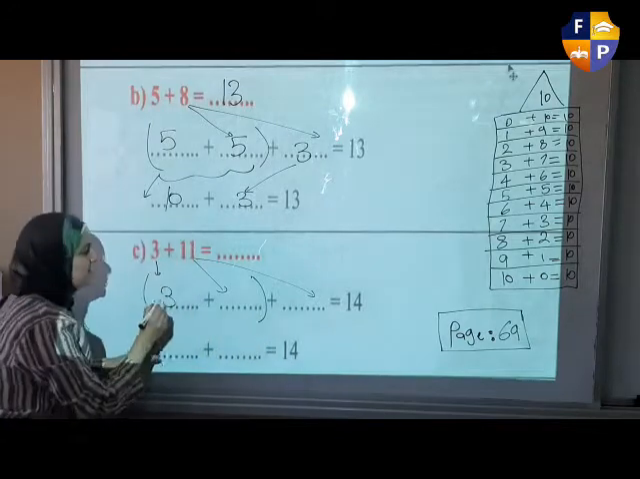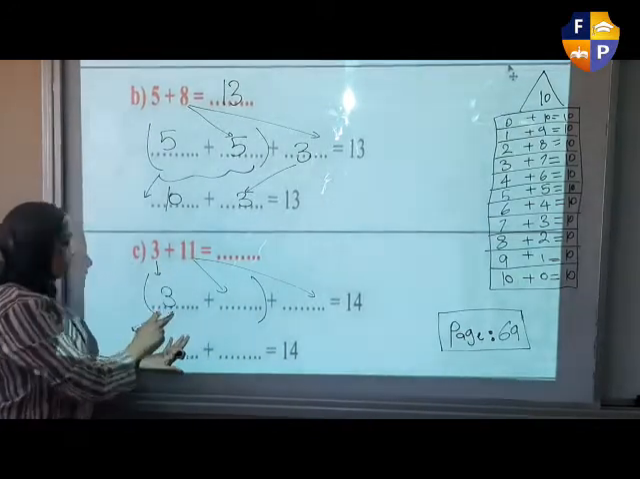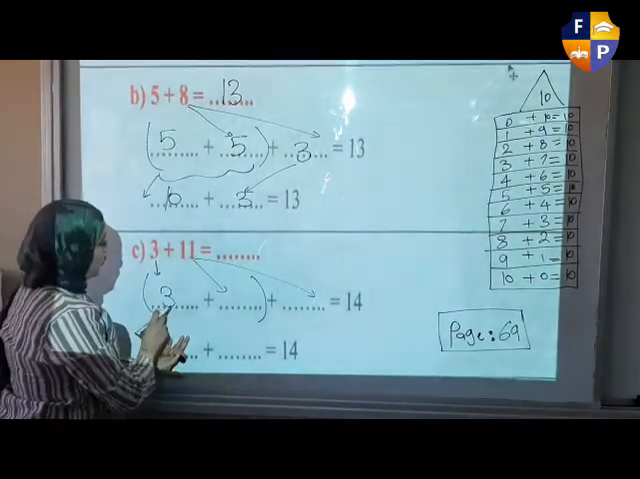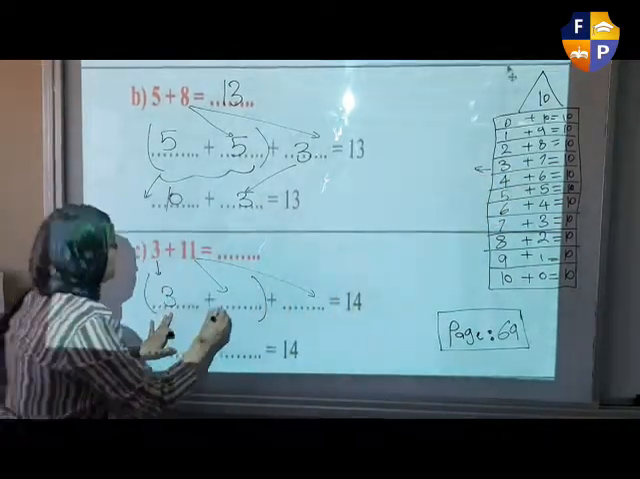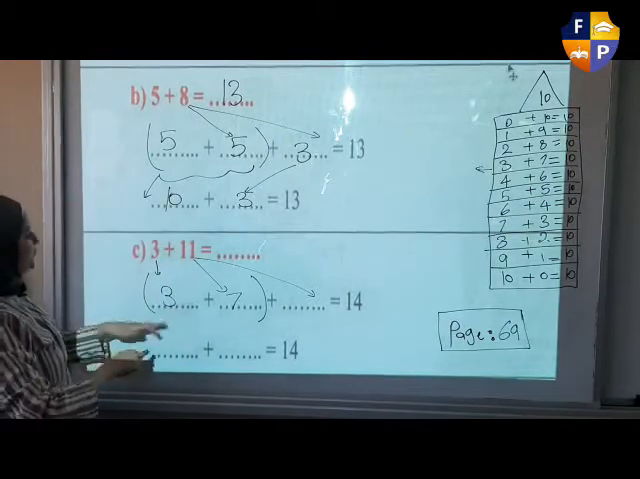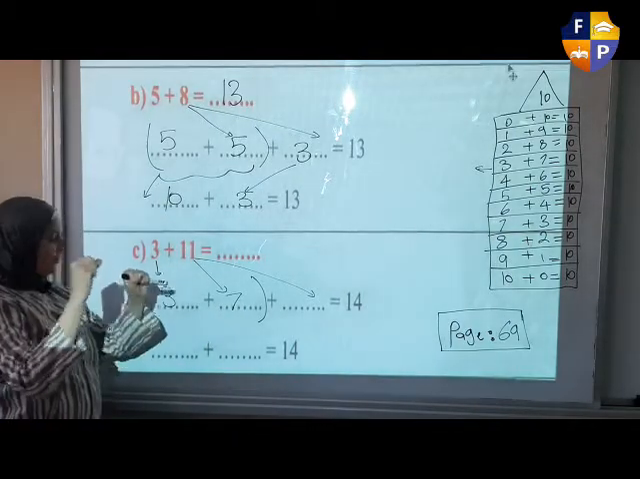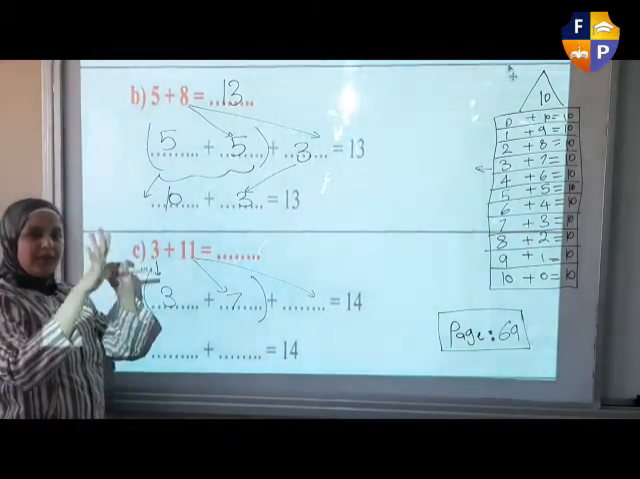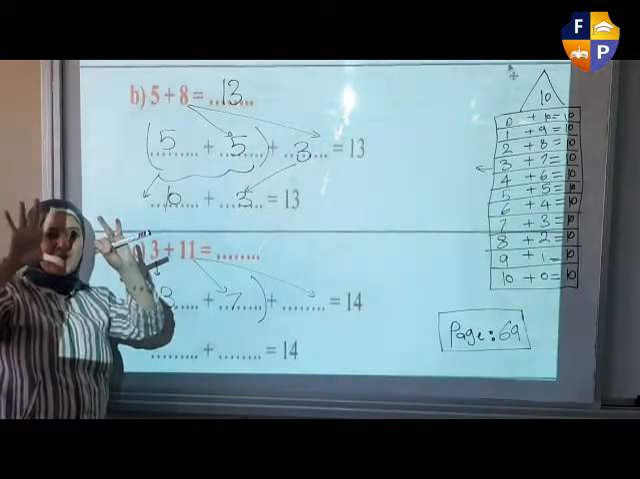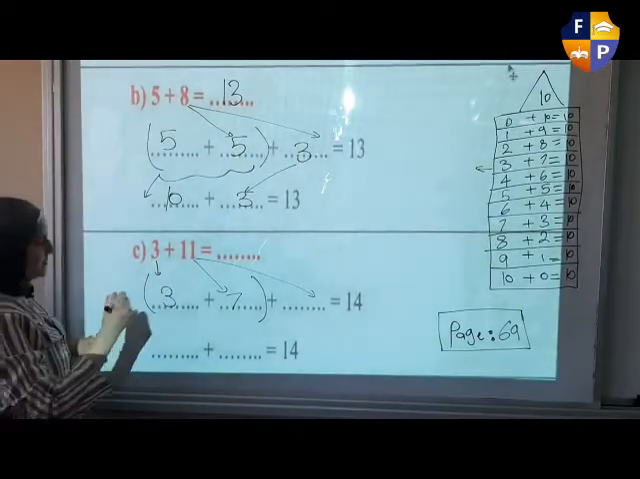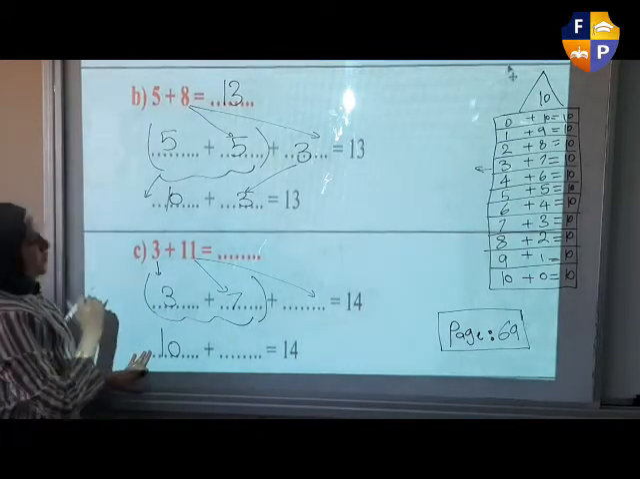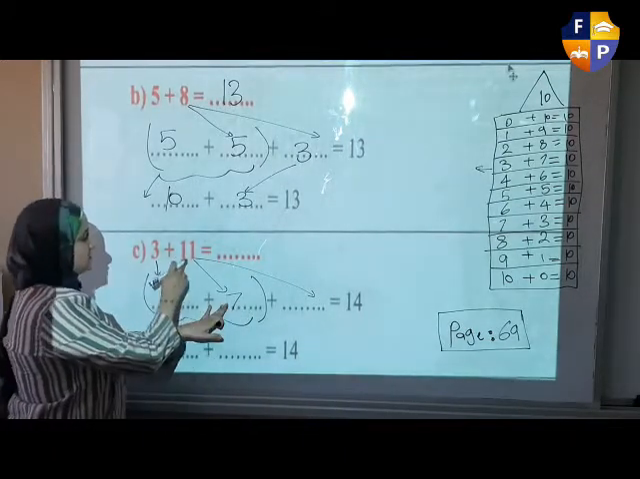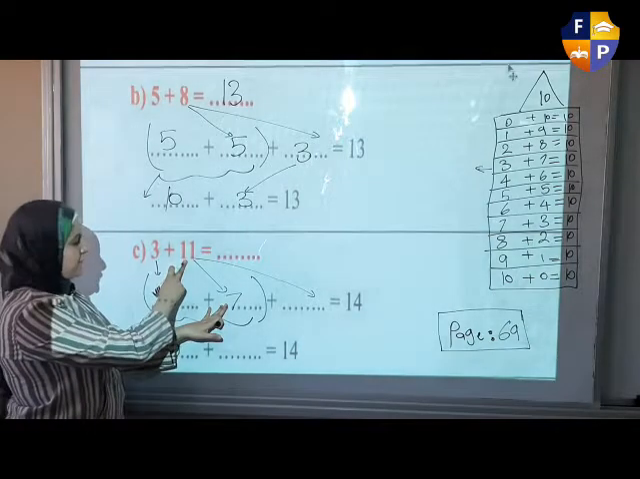One part of them should make me 10 with 3. So the neighbor of 3, as we said, is number 7. Because if you count after 3 to reach 10: after 3, 4, 5, 6, 7, 8, 9, 10. So I have to add 7 to 3 to reach 10. And these brackets together give me 10. Okay? And 7 is a part of 11.